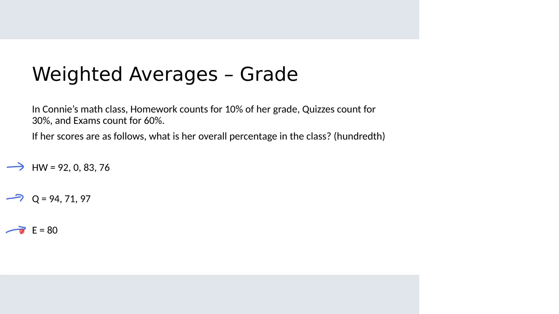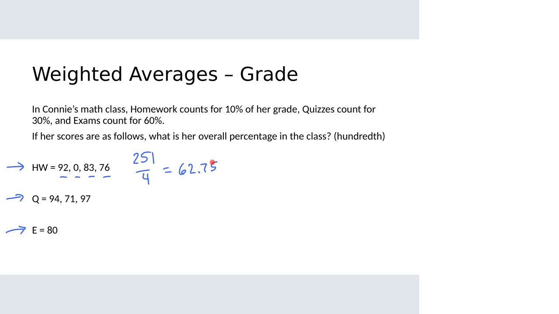So for the first one up here, we have 92 plus 0 plus 83 plus 76. And that's 251 divided by 4. Be careful there. Make sure you're dividing by 4. That 0 is one of the scores, so it counts. And that's 62.75. So Connie's homework mean is 62.75.